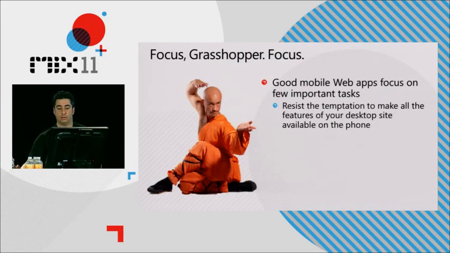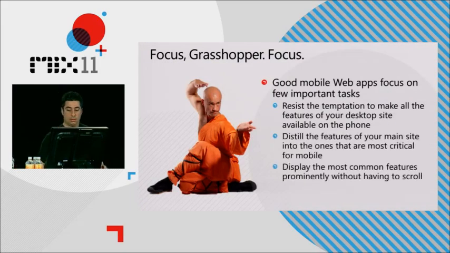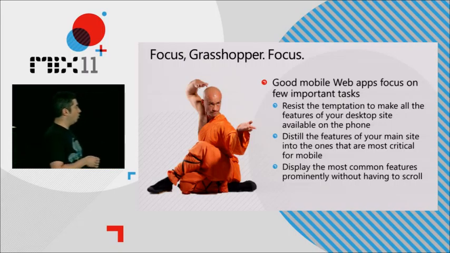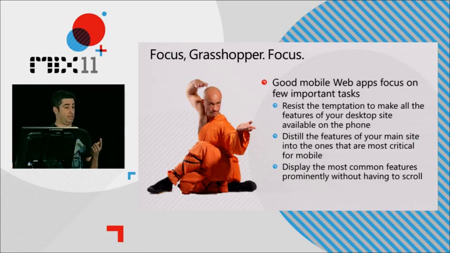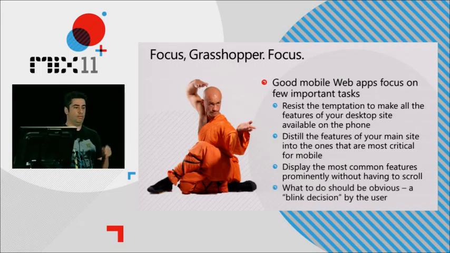So make sure the user doesn't have to scroll to get to the most important stuff. If they've got to scroll down, they may not realize they've got to do that, and it just causes them to have to do more work to get to the right stuff. So make the most obvious stuff a blink decision. The user should be able to say, "Oh, here's what I need to do."